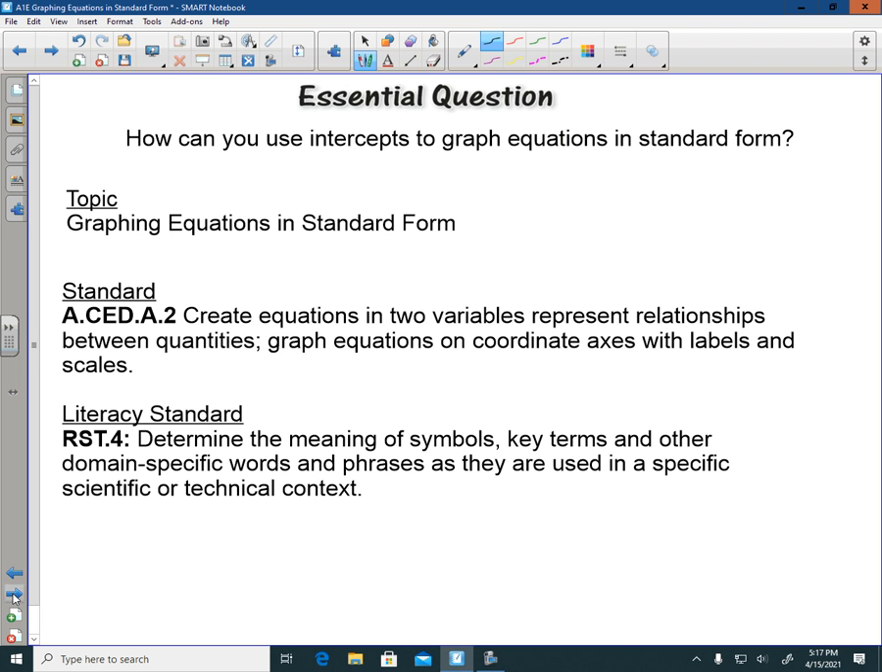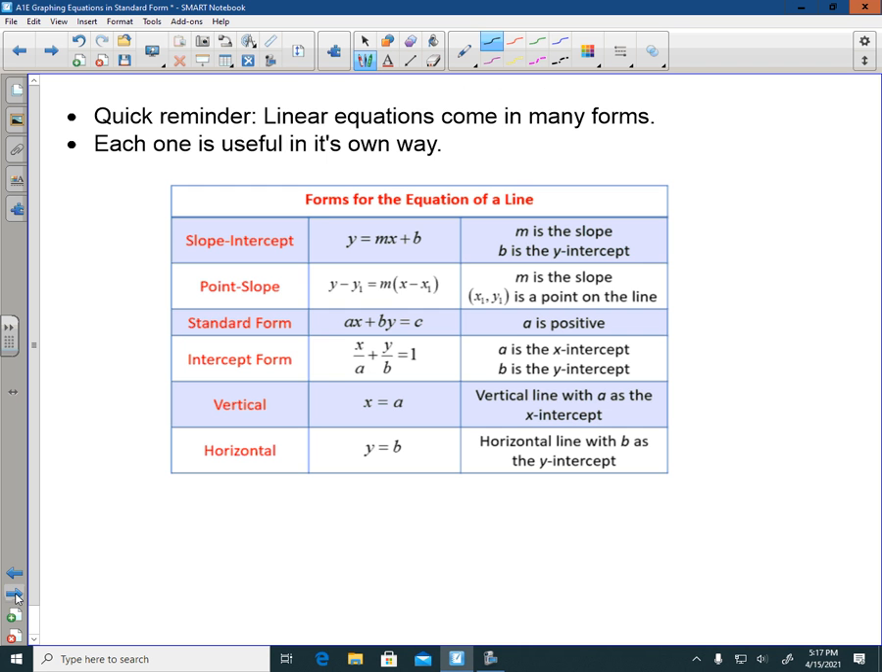All right, here we go. Your essential question: how can you use intercepts to graph equations in standard form? The topic, graphing equations in standard form, is going to take a couple of days. I will make this video, and then the next assignment will have a video that I picked up from YouTube. A couple of different assignments just to give you lots of practice with graphing equations in standard form.